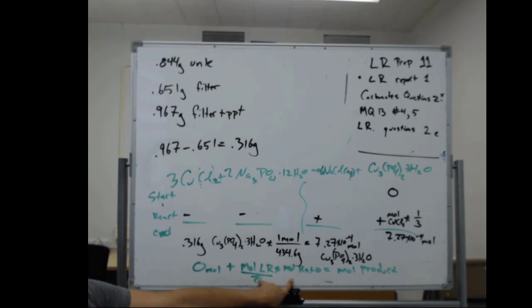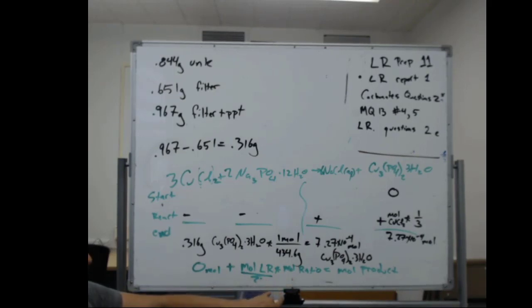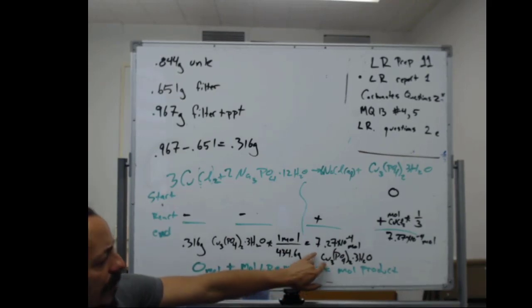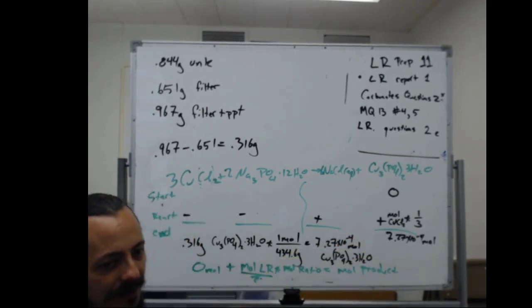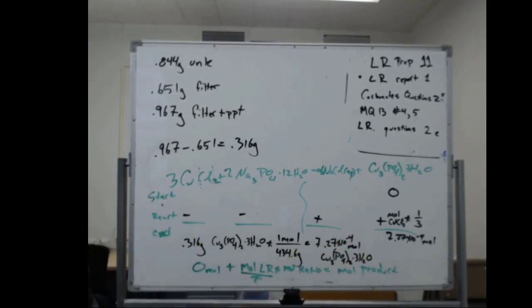What's our unknown, though? The product? No, we've got our moles of product. The copper phosphate trihydrate moles of product are known. Oh, yeah. Okay. Yeah, okay. Yeah, I wrote it in wrong.